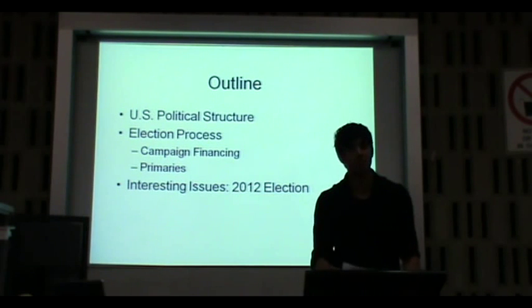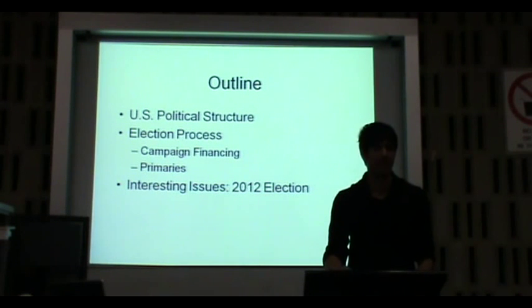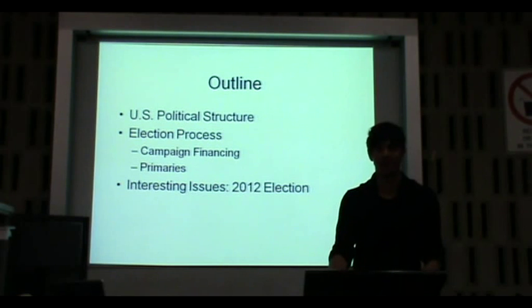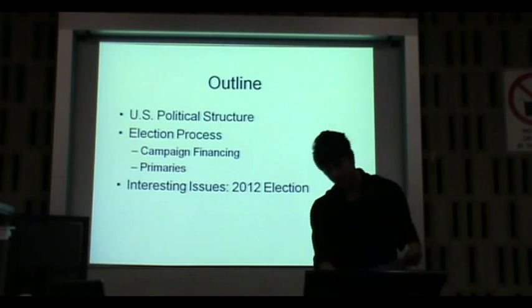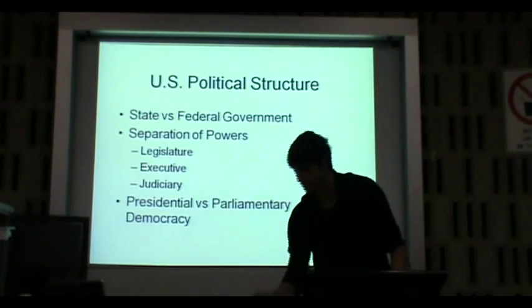But more than anything, I want this to be a really interactive session because I think US politics, more than possibly any other country, is something where lots of people know lots of stuff about the issues and find it interesting. So, to get into it, political structure.